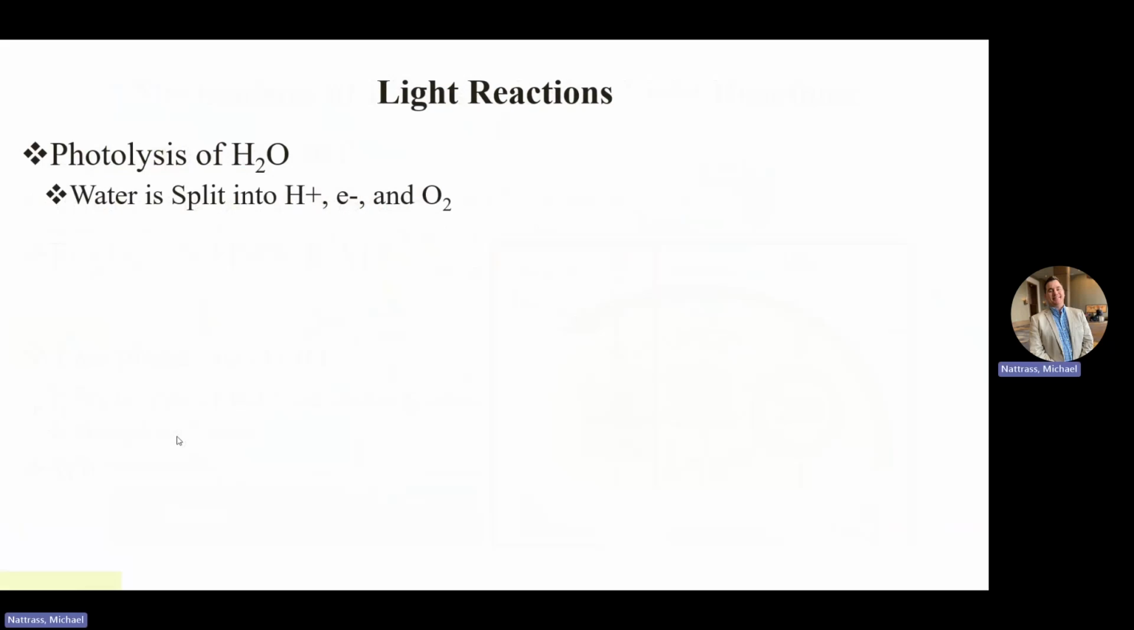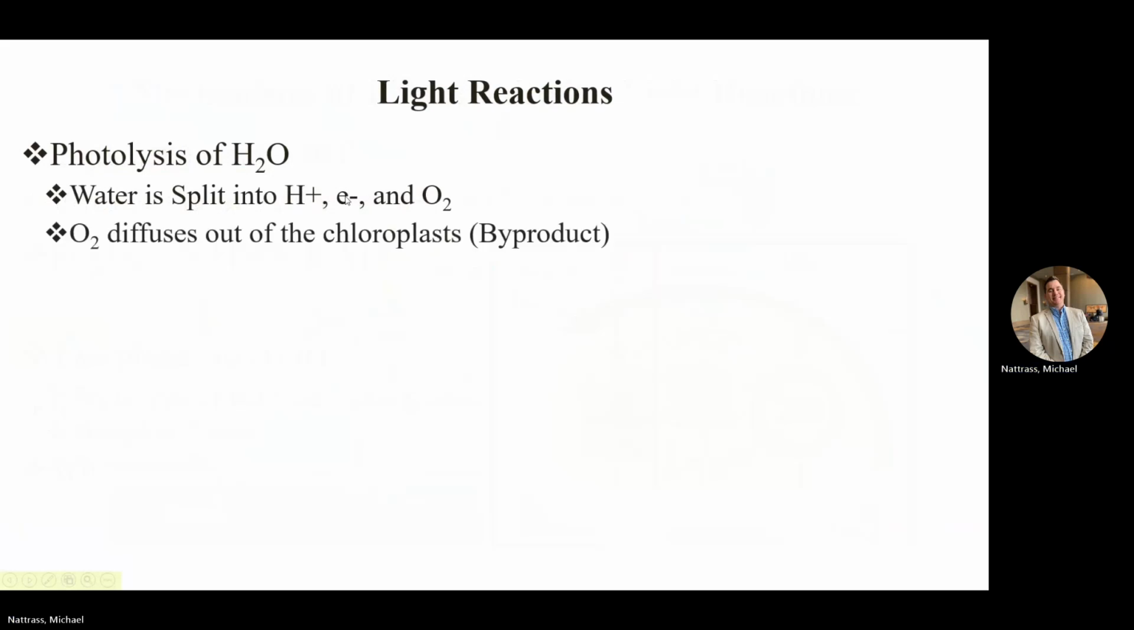All right. Not that you really need to be able to explain what photolysis of water is, but water is split into hydrogen and oxygen, and the byproduct that we're looking for is this electron worth of energy. So when that oxygen diffuses out of the chloroplast as the byproduct, what is left is energy and this hydrogen.